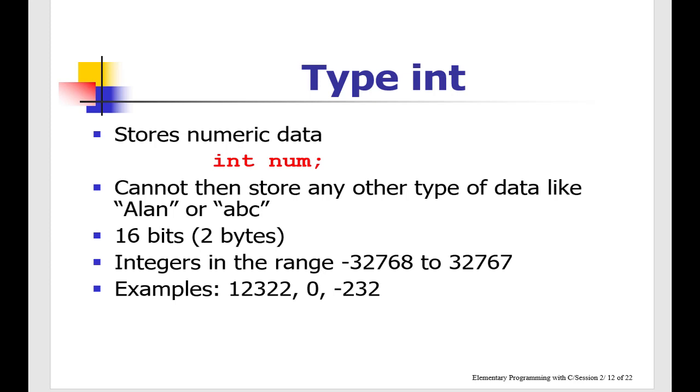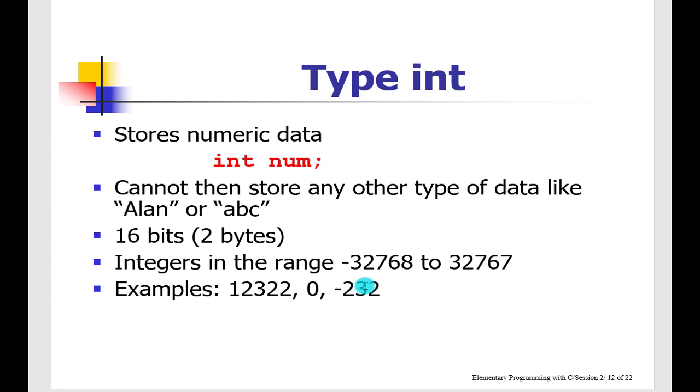Now, C basically allows you to store 16 bits or 2 bytes. Remember, 1 byte is made up of 8 bits. So if you divide 16 by 8, you get 2 bytes. We have integers in the range of negative 32,768 to 32,767. The next question you may be wondering, how come we are starting from 68 and going to 67? It's because here for positive values we're including the zeros. Okay. Examples are 12,322, 0, minus 232.